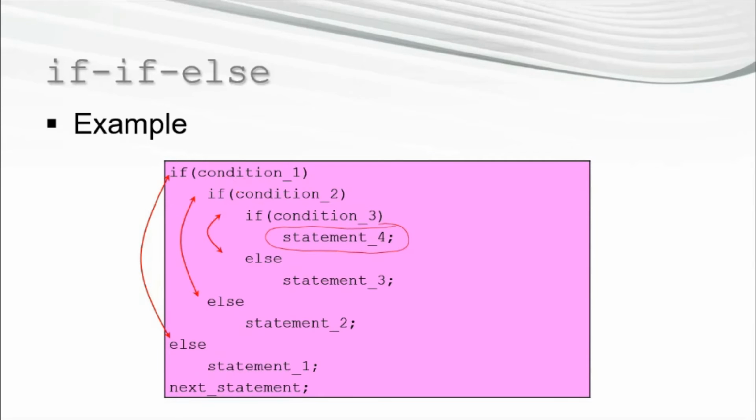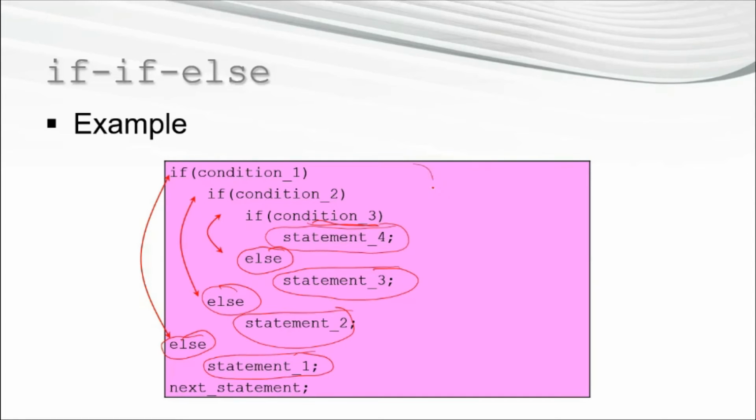If any of these conditions becomes false, then depending on which condition is false, it goes to the corresponding else. If condition 3 is false, it goes to this else, that is, to statement 3. If condition 2 is false, it goes to this else, and statement 2 is executed. If condition 1 is false, it goes to this else, and statement 1 is executed. So this is how the nested if works.